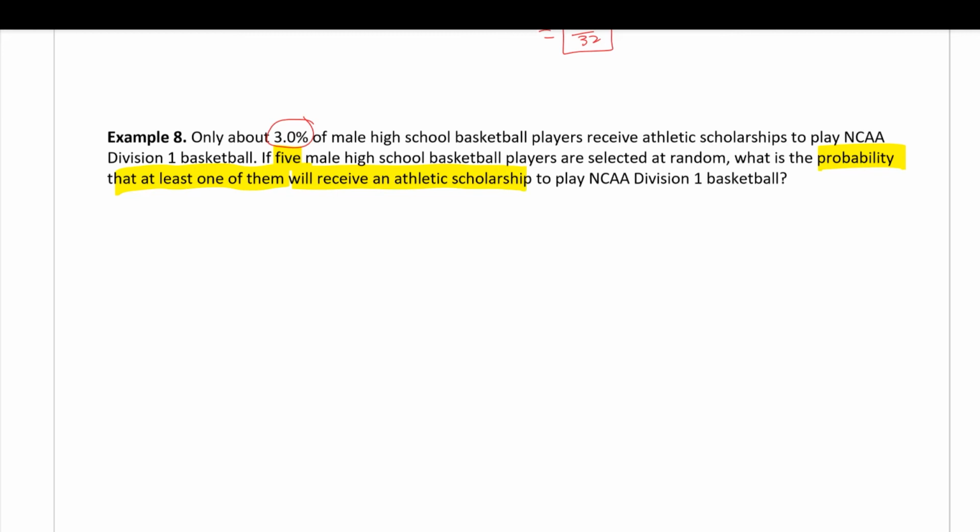Okay, this is one of those at least one probabilities. So the probability that at least one out of the 5 gets a scholarship. Well, from the template above, we know that this is the same thing as 1 minus the probability that none of them get a scholarship. None of the 5 get a scholarship, because these are complements of each other.